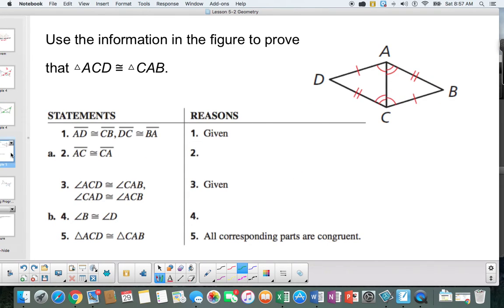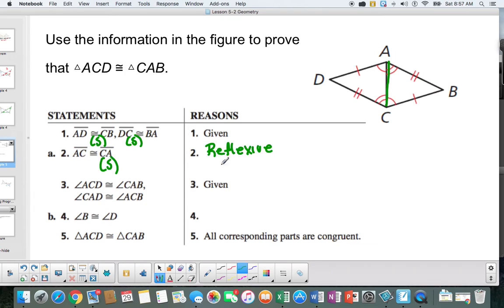All right, let's use the information to prove the triangles are congruent. In order to prove the triangles are congruent, we have to have 3 pairs of corresponding sides, 3 pairs of congruent angles. Now already we have a pair of sides here and a pair of sides in the given. And so I just need another pair of sides, AC and AC. Well, that's reflexive. That side is congruent to itself. That's the third pair of sides.